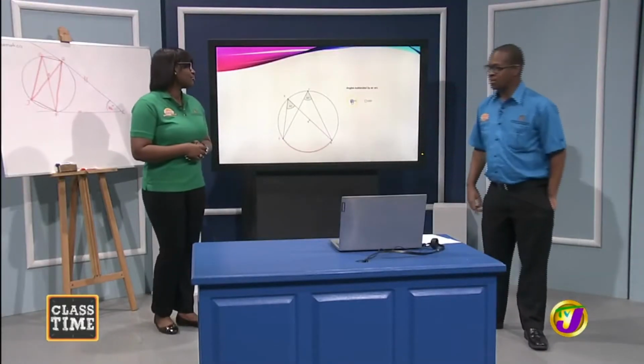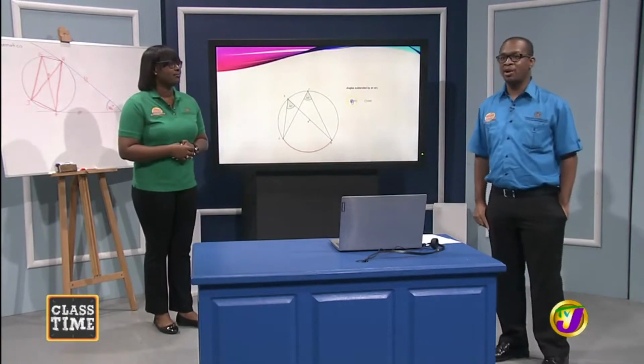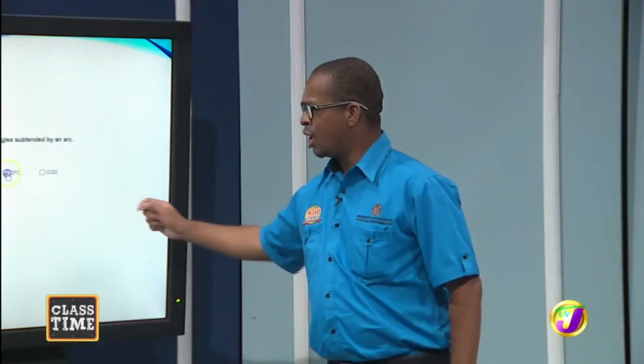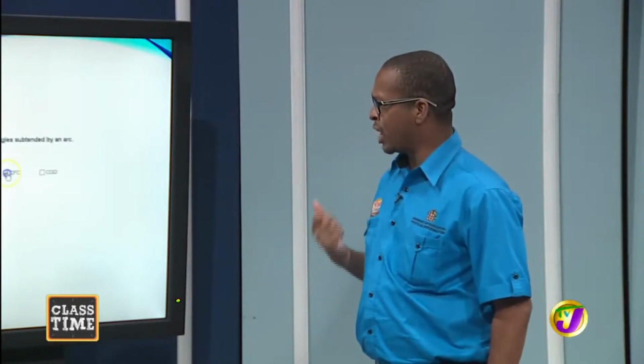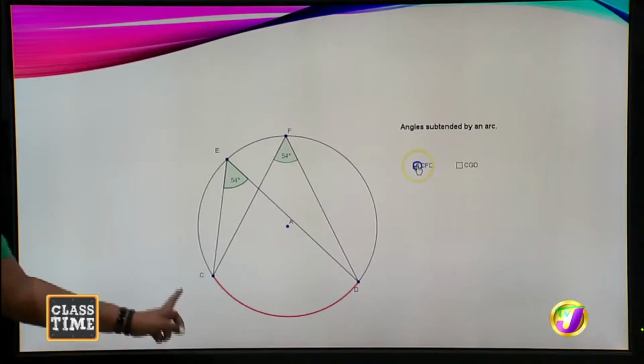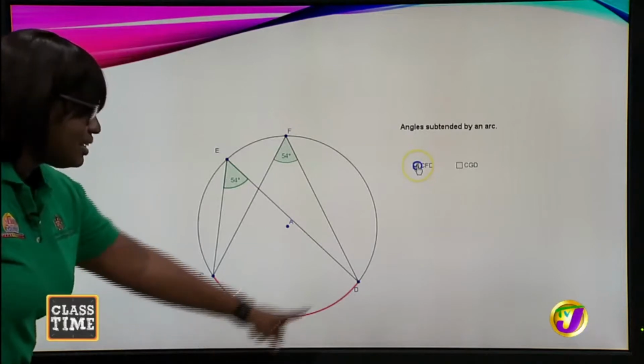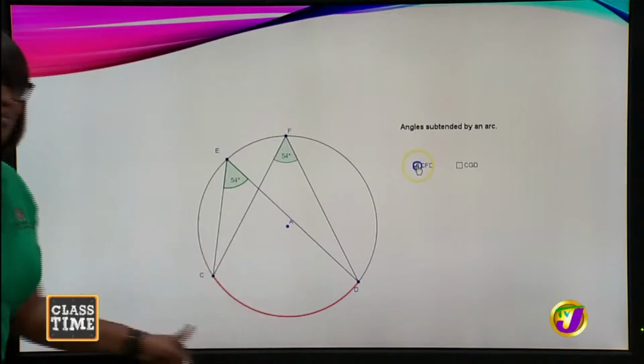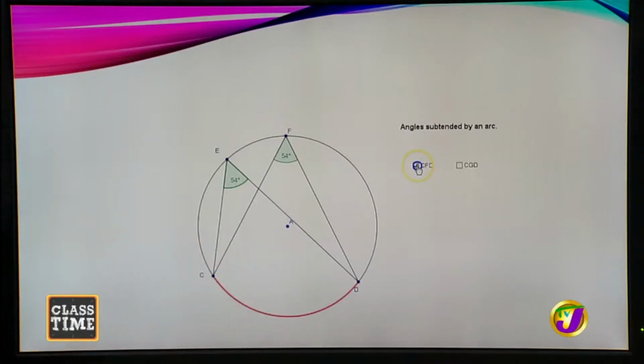Let us look at an exploration for another one of our core theorems. But first, before we begin, what are you noticing so far? The first thing I notice is the arc. I notice the arc CD on my circumference, so I see the arc first.